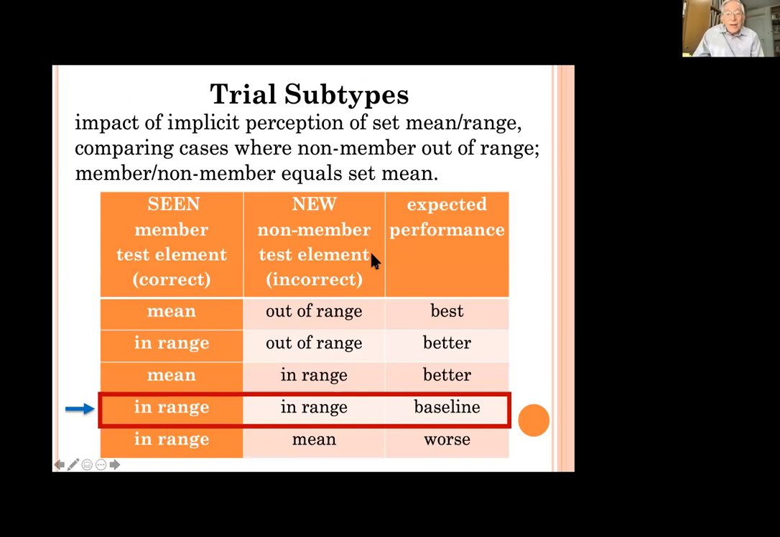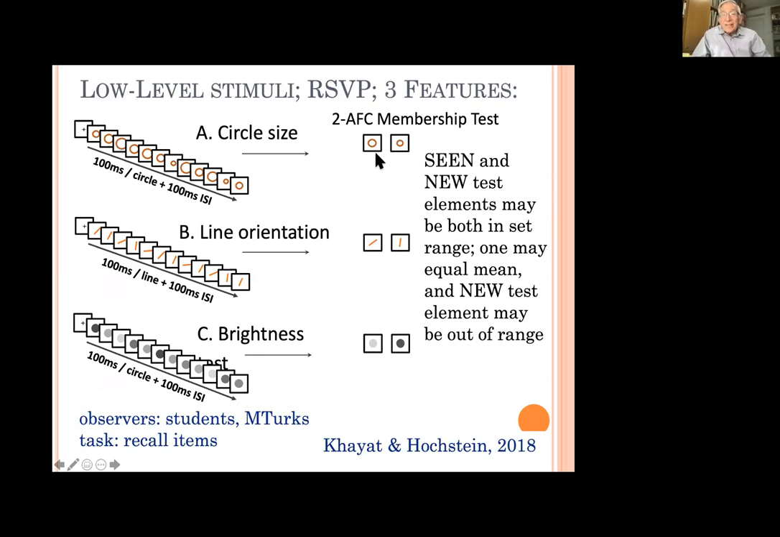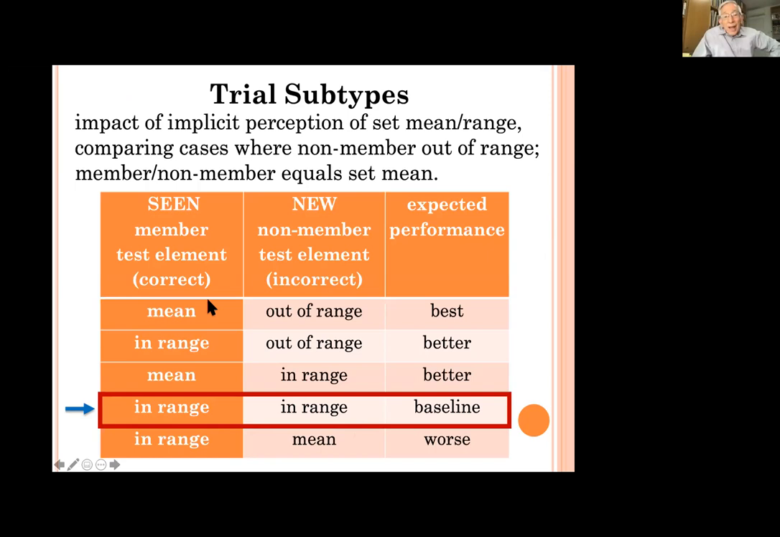So if the two test items are both within the range that we're showing, then we expect one was seen and one was new, and they're both in the range. That's what we're going to call the baseline. And we expect that if they can't remember anything, that would be 50%. But if the one that they saw was the mean, then they should choose it more often. That should be better performance. While if the one that's new is equal to the mean, in other words, the mean was not shown, it's an absent mean, they should do worse because they should choose the mean even though it wasn't there.